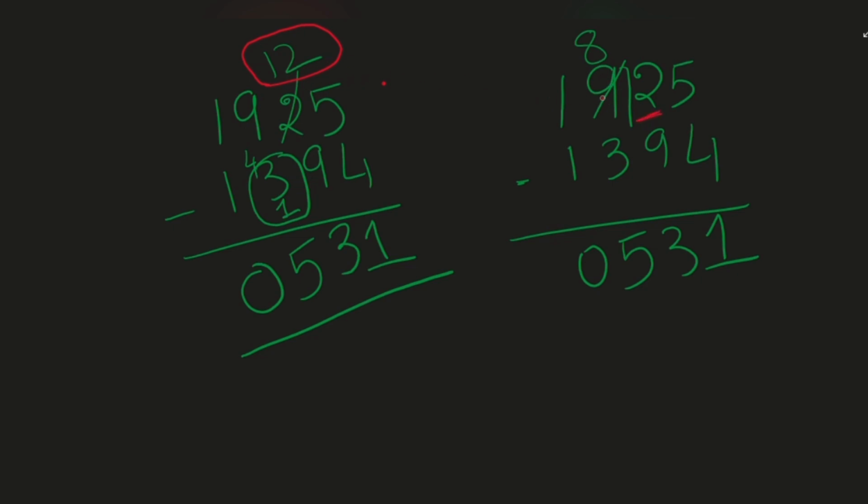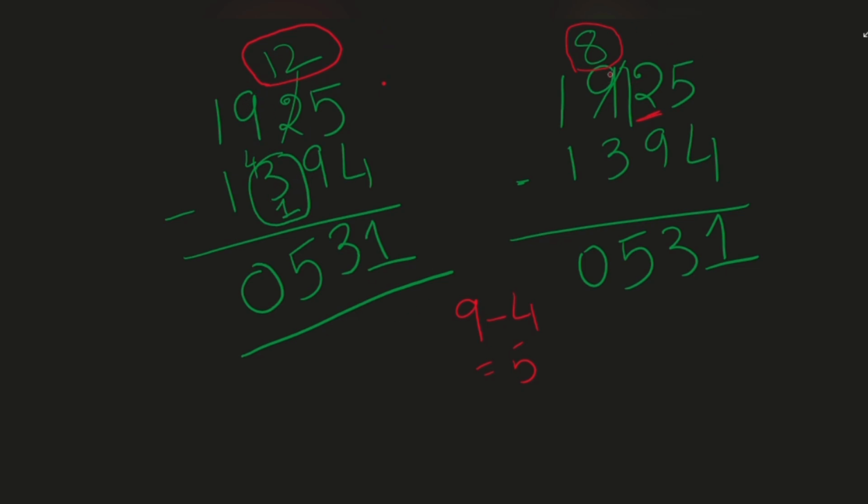Here, as we are borrowing from 9, we are making it 8. Now 8 minus 3 is 5. But here we are not borrowing. Instead we are adding here 3 plus 1, 4. Now 9 minus 4 equals 5. Here, as we are adding 1, overall from 9 you are subtracting 4. This 1 we are adding here and subtracting from here. So it's 9 minus 4, 5.